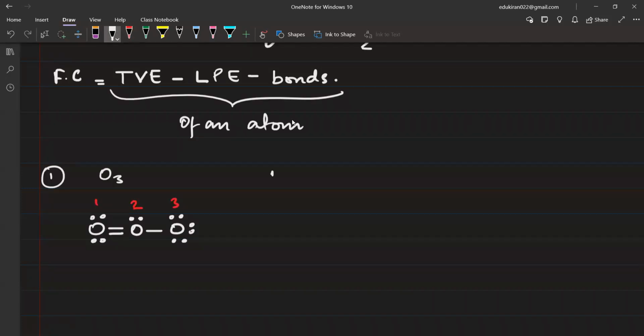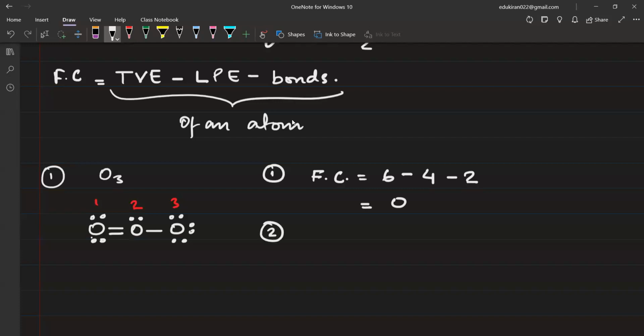So when I calculate the formal charge on the first oxygen atom, the total valence electron for oxygen will always be equal to how much? 6. Because for oxygen atom, total valence electron is equal to 6. Now, how many lone pair electrons does it have? It has 1, 2, 3, 4 lone pair electrons. So 6 minus 4. How many bonds does it have? You can see that it is having only 2 bonds. So you will write minus 2. This will be equal to what? 6 minus 4 minus 2 will be equal to 0. So this first oxygen atom will have 0 formal charge.